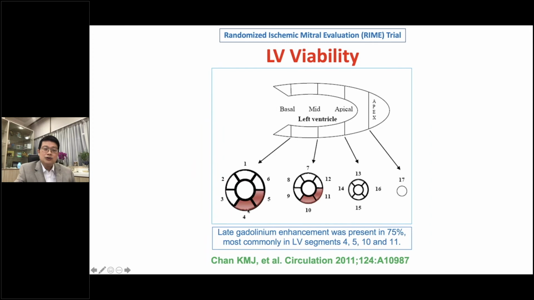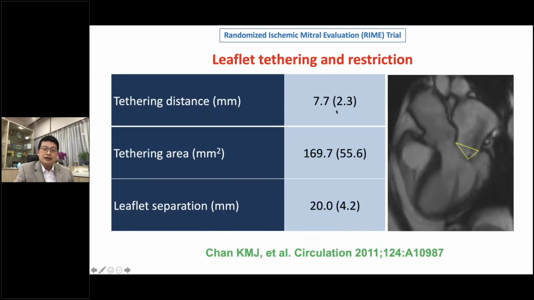And these patients also had non-viable LV in at least 4 segments, typically in the inferior posterior segments of the LV. And they had tethering, but the tethering was not severe. We consider tethering to be very severe if it's greater than 10 millimeters. So in this study, the tethering distance was 7.7 millimeters in the patients.